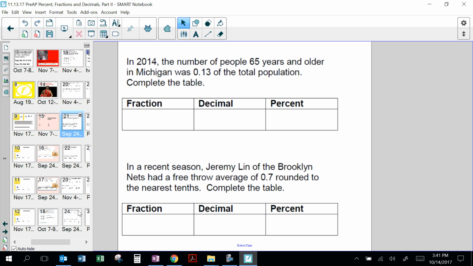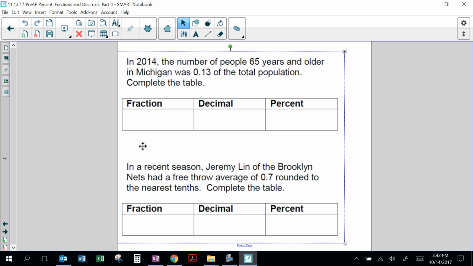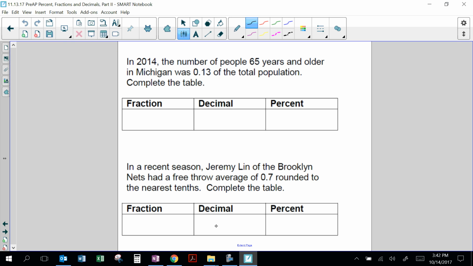Okay. Had a free throw average of 0.7 rounded to the nearest tenth. So his decimal is 7/10. But again, we're finding the percent. So percent is anything per 100. So what is the scale factor here? Times 10. So 70 hundredths or 70%, which is not bad.